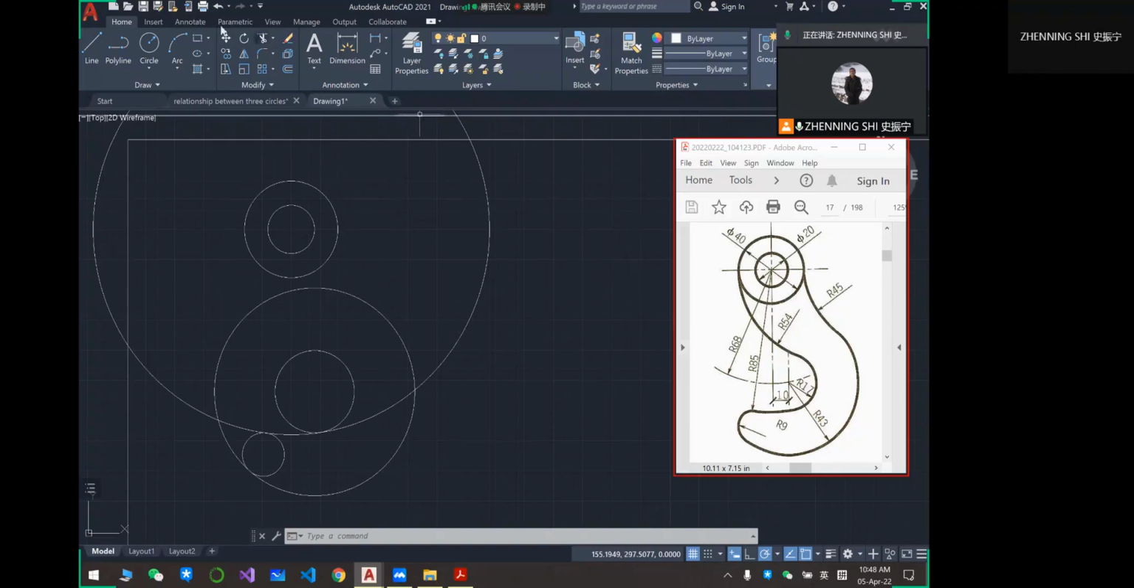So let's draw the auxiliary circles first. The first one is R54 plus R17, what is it, 71. And for this one it is R54 minus 20, which is 34.